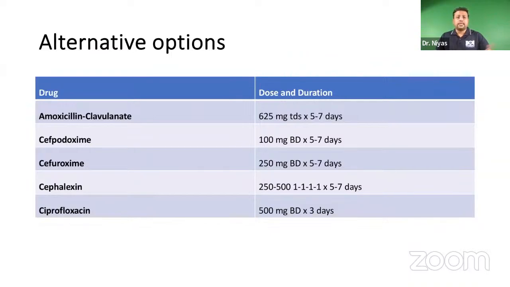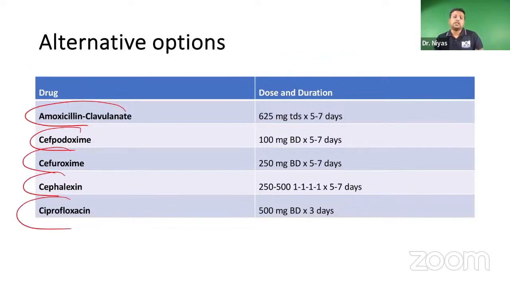So what about the alternative options like amoxicillin-clavulanate, cefpodoxime, cefuroxime, cephalexin, ciprofloxacin, etc.? They should be used only if these agents are not available. Oral beta-lactam agents are not very good agents for the treatment of urinary tract infection. Use them only if you don't have nitrofurantoin available. Ciprofloxacin, we have already mentioned, is not to be used as an empirical therapy. You may fail more than 80% of the time.